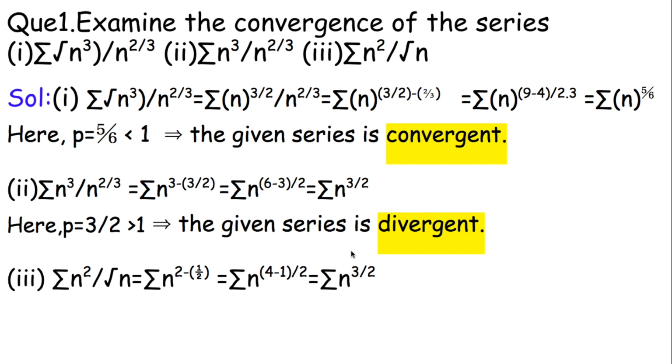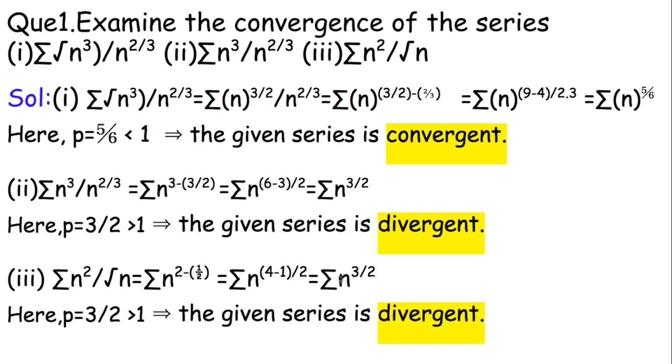In the last case, n square upon n whole under root n, which is n square minus, so we will get n to the power 4 minus 1 upon 2, which is n to the power 3 by 2. So this is also a divergent series.